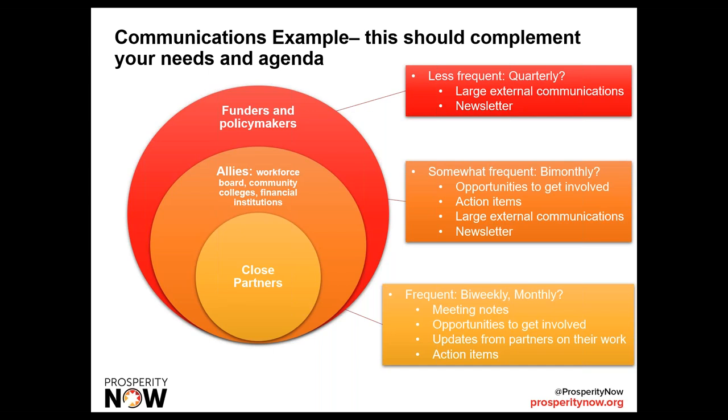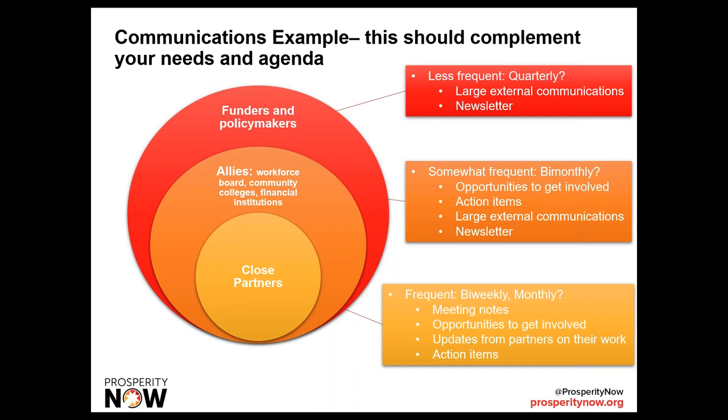And those are the individuals that you may be talking with biweekly or monthly. Maybe you have a monthly engagement, you have meeting notes, opportunities that you're sharing with them to get involved in action items. If things are moving very quickly around your policy item, you may need to meet biweekly. It can be fluid. The next round of groups, and this is just an example, you don't have to take this directly. It's just supposed to be a tool or a tip that you can adjust or apply as relevant.